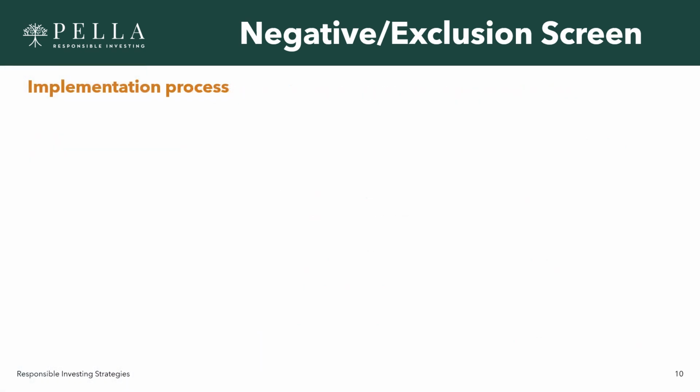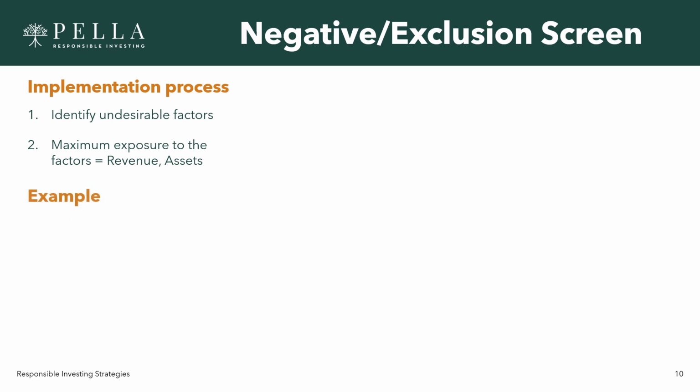The negative screening strategy involves two critical steps. First, we establish which ethical criteria to apply to our investments. Then, we determine the maximum allowable exposure to these criteria, which can be quantified in several ways, such as the percentage of revenue from excluded activities or the percentage of assets in specific regions.